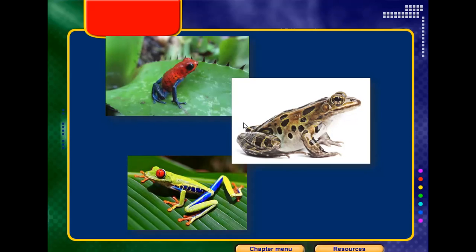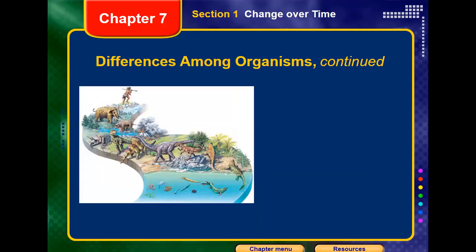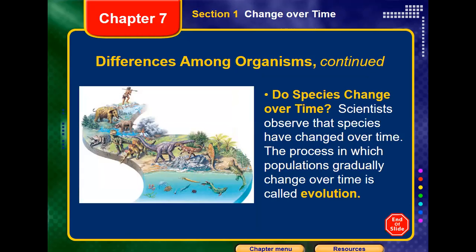So if I put these two types of frogs in the same environment, do you think that both of them will have the same chance to survive, or to fit with this environment? No, of course not, because they don't have the same genetic characteristics or the same genetic traits. So in that case, one of them will adapt more than the other. Regarding this idea, the idea of evolution starts to appear.